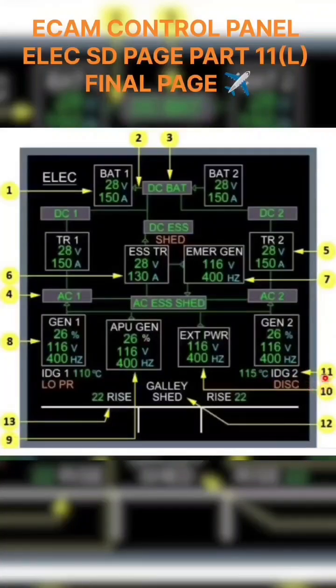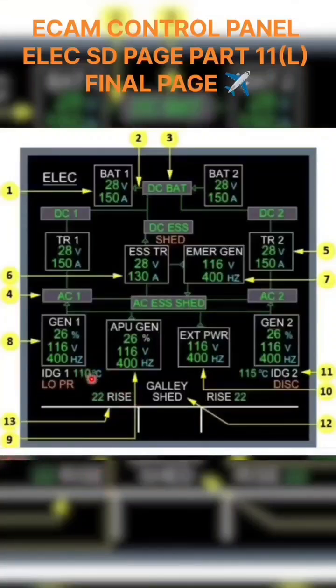The 1 or 2 is in white color when the corresponding engine is running. This will also become amber if the FADEC is not powered. Then disconnect or low pressure. Disconnect appears in amber whenever the IDG is disconnected. Low pressure appears in amber whenever IDG low pressure is detected and the associated engine is running. Then only this will come amber.